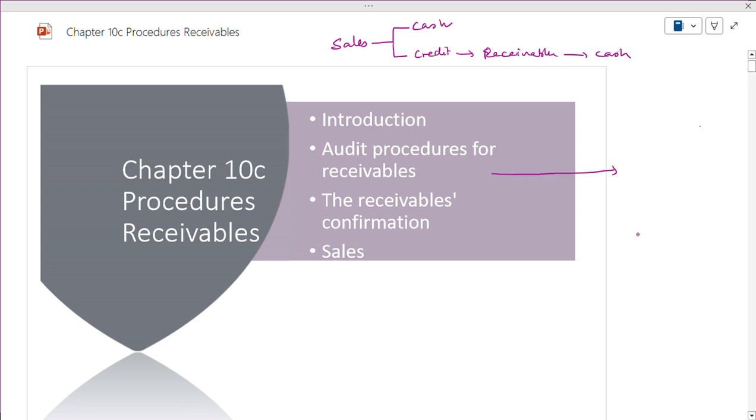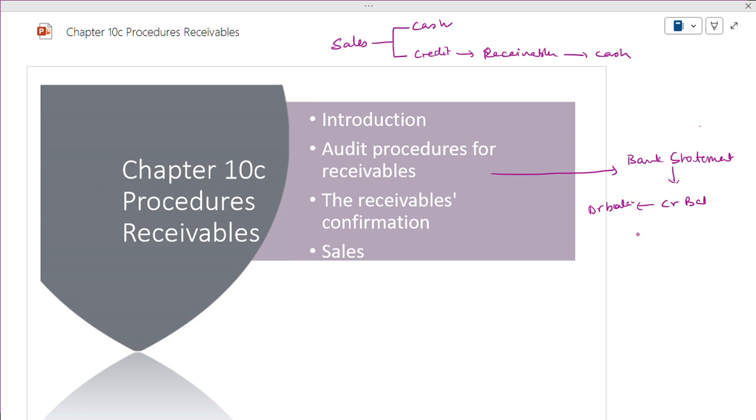At the end of the month, we will get a bank statement. When we get the bank statement, we know how much is the credit balance and how much is the debit balance, and what is the closing balance. Receivables are also the same thing.